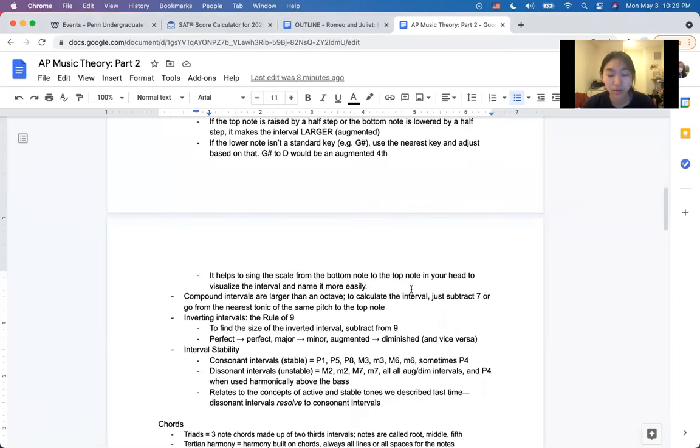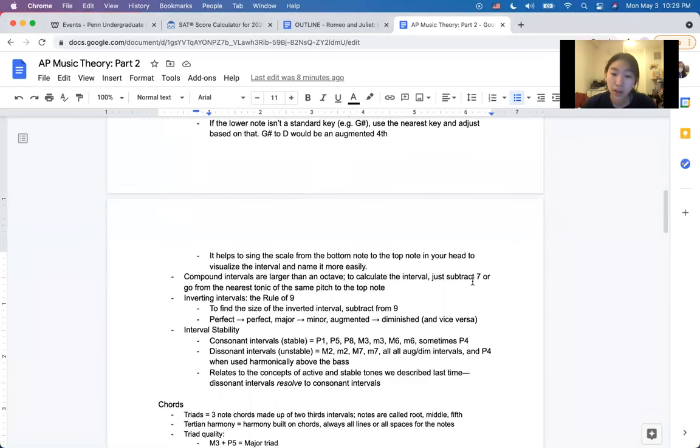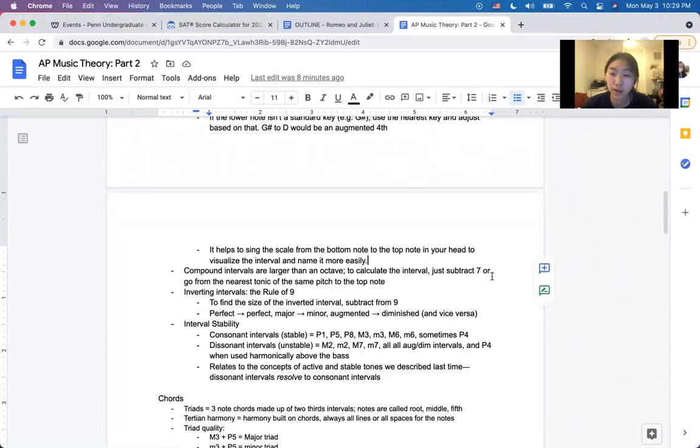Like I said before, it really helps to sing the scale in your head because it helps you visualize the interval. Compound intervals are just intervals that are larger than an octave. You can just subtract an octave in your head, or skip to the same note in a higher octave closer to the top note, so that you have an easier time identifying it as a simple interval, which is the opposite of a compound interval: just an interval smaller than an octave.